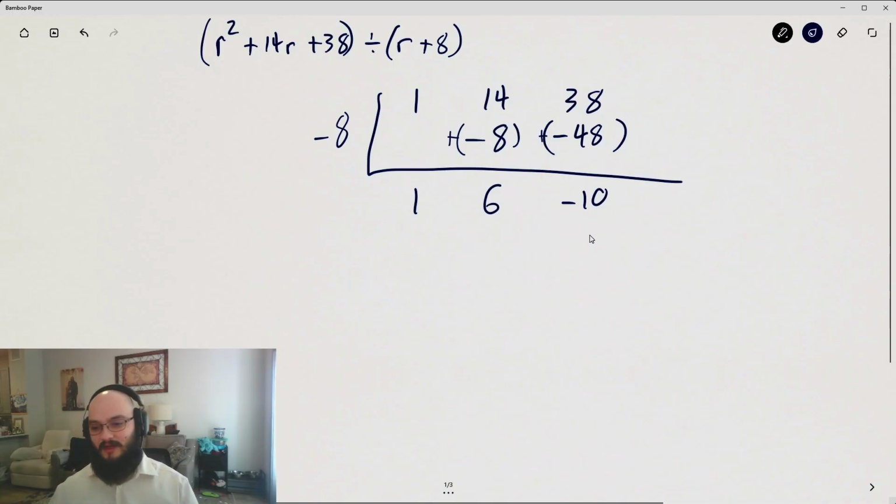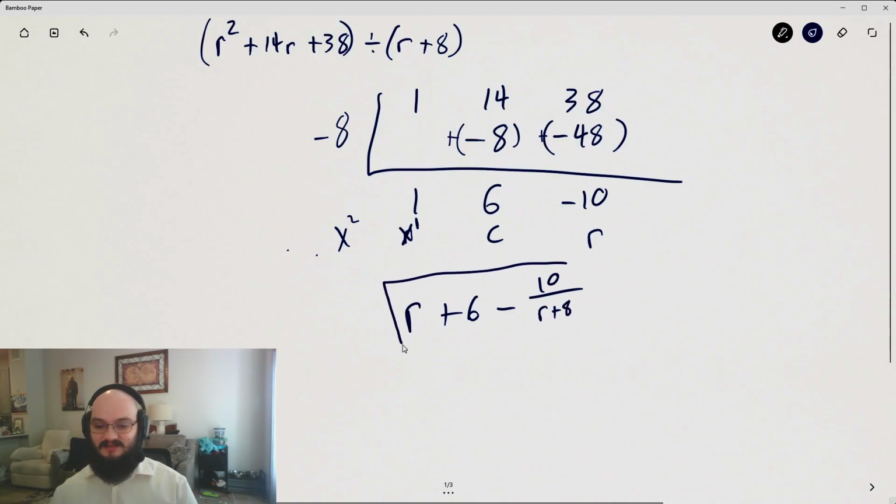And finally, we have remainder, constant, r to the first. Oh, I just realized we have r twice. I'm going to write this as x to the first for now. x to the second, etc., going back off to the left. So we're going to have 1r, plus 6 minus 10 over our divisor, r plus 8. And this is our final answer.